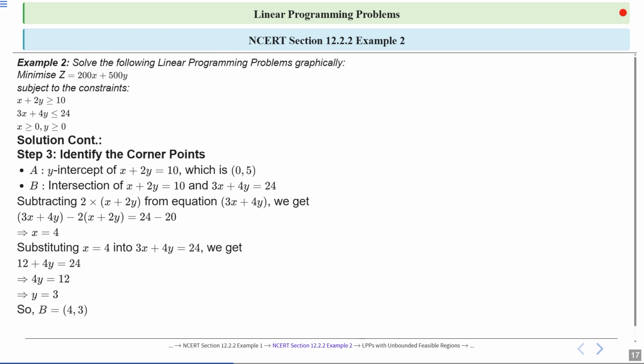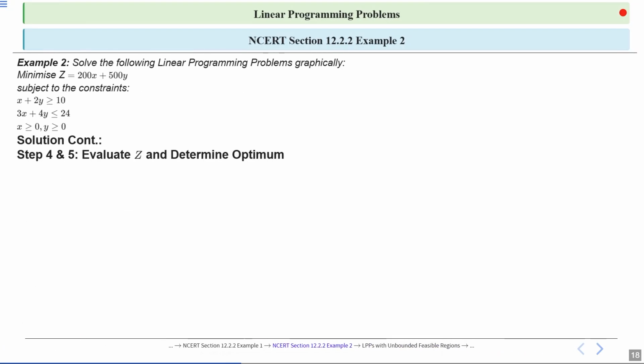And so B point is located at the coordinates (4, 3). Now find the point C. The point C is basically the y-intercept of 3x + 4y = 24, which is (0, 6). Now we need to evaluate z.